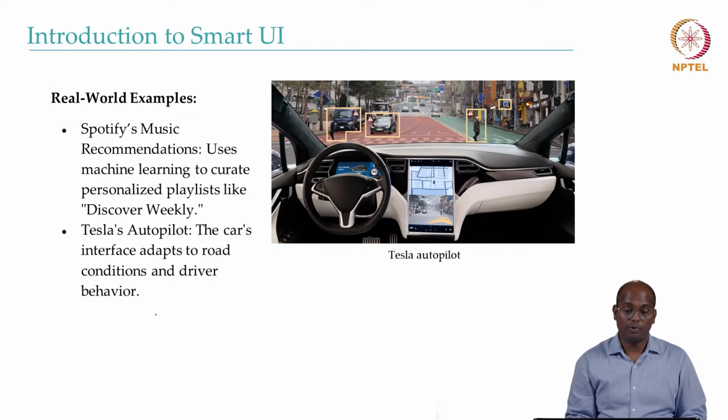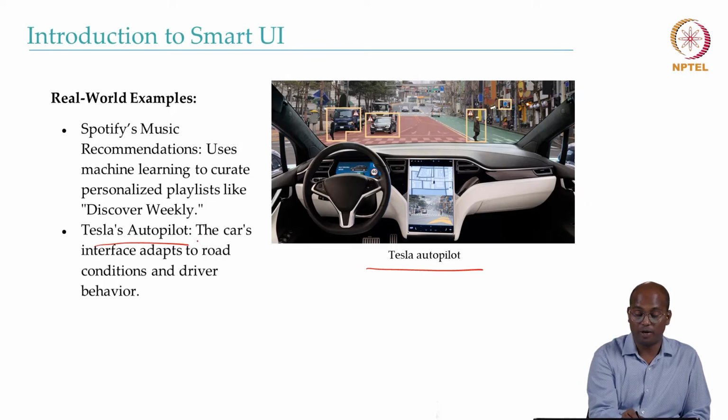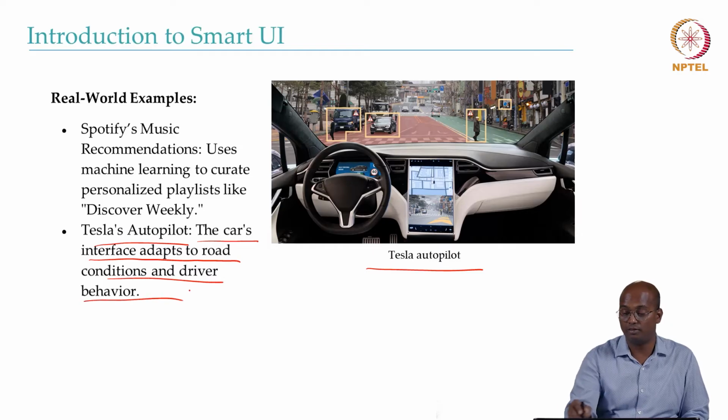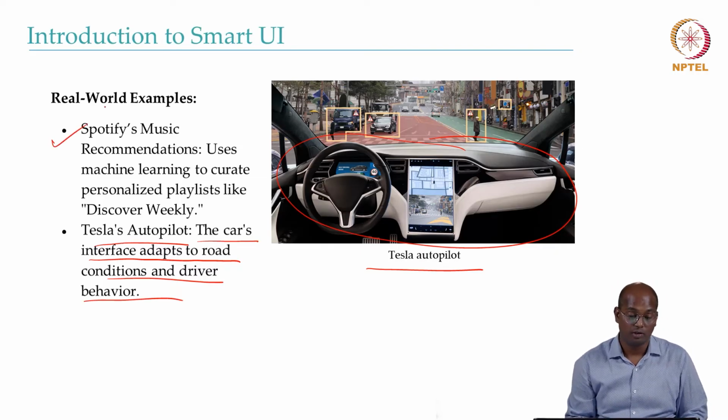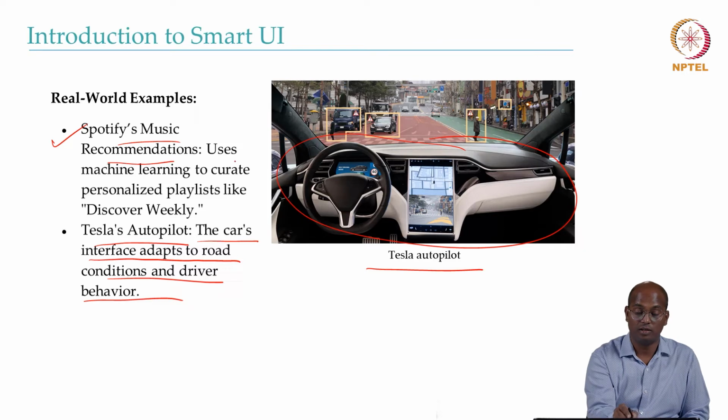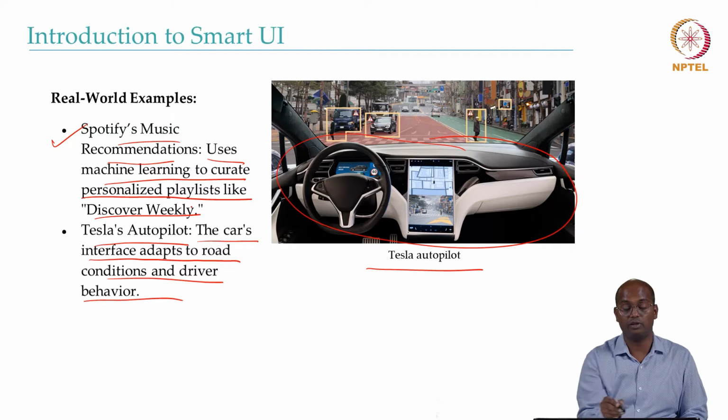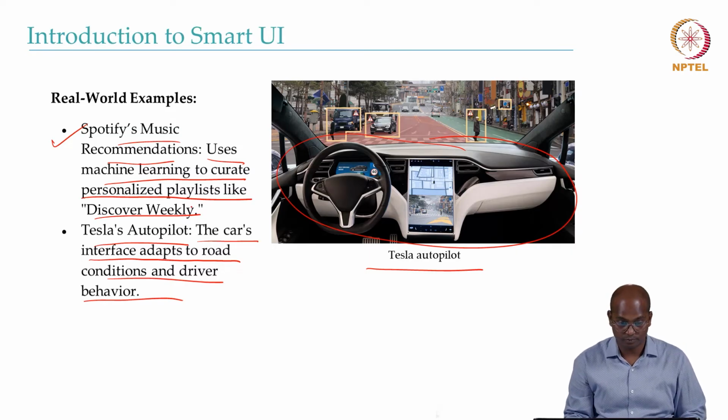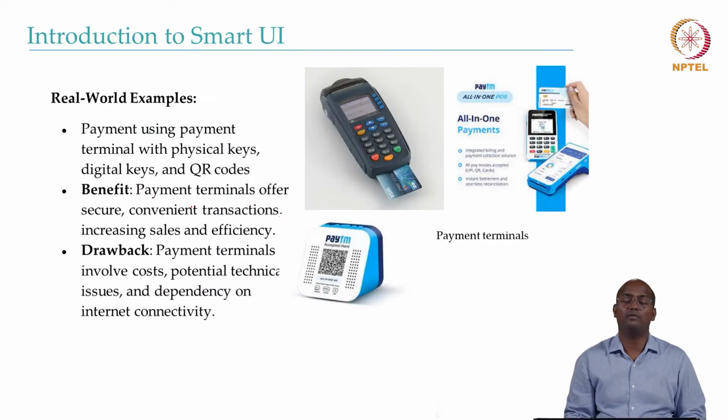Another real-world example of Smart UI, one of my favorites, is Tesla. With Tesla's Autopilot, the car's interface adapts to the road condition and the driver behavior, and works accordingly. Similarly, Spotify is another popular example. In Spotify music recommendation, it uses machine learning to curate personalized playlists like Discover Weekly and so on.